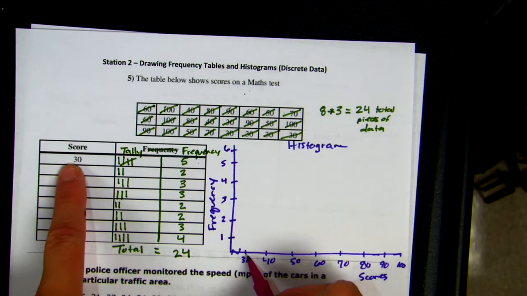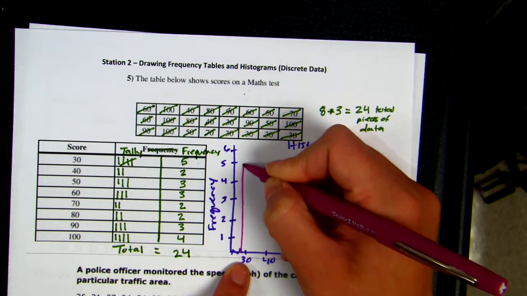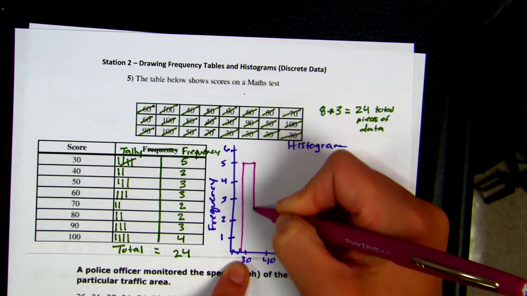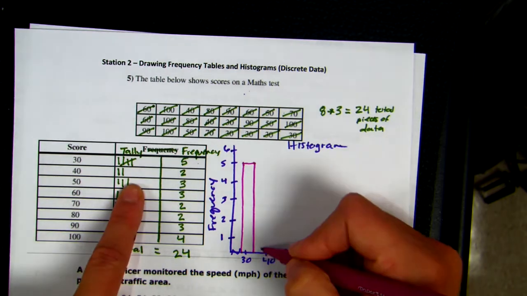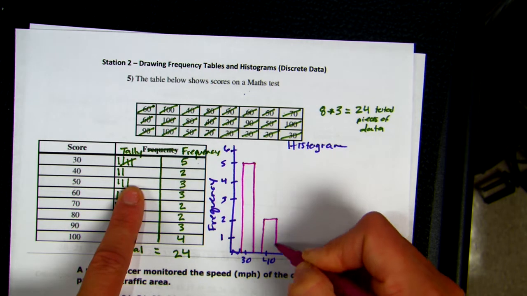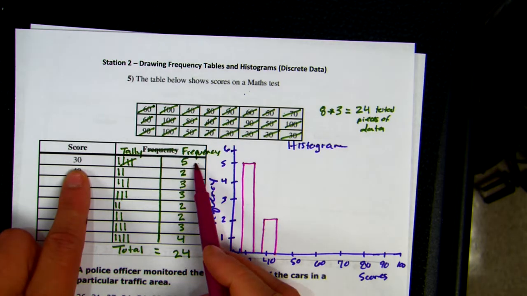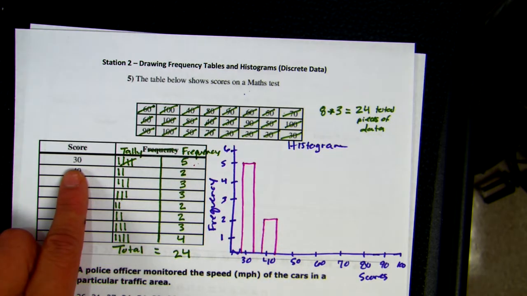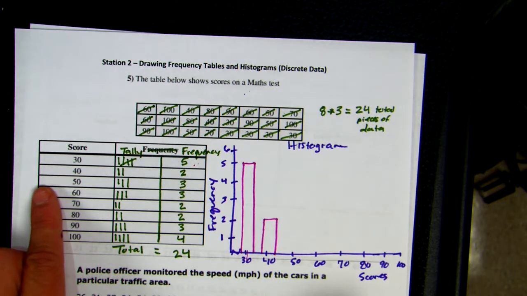I have a score of 30 and I have 5 of them. So I'm going to start down here and draw all the way up to number 5. Next one is a score of 40, and I have 2 of those, so I draw up to the line of 2. Notice that these bars are not connected because it's not an interval of data, it's just 5 scores of exactly 30. If this was a range of data, we would connect our bars.